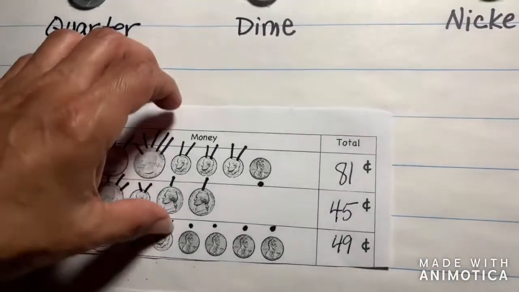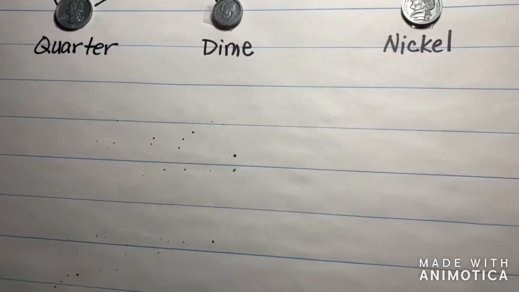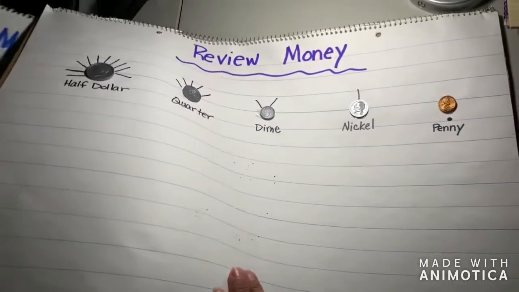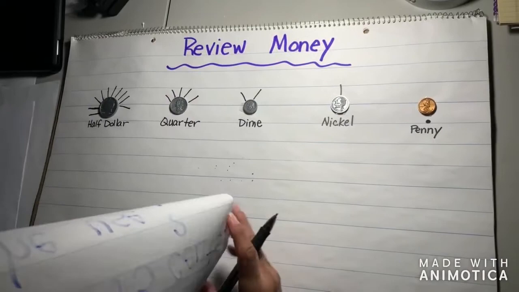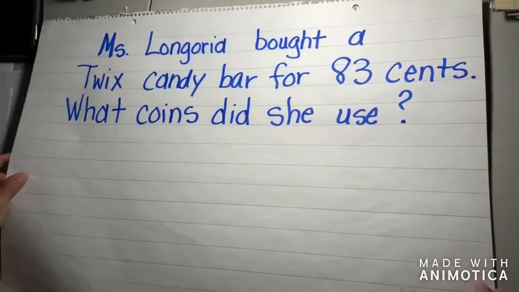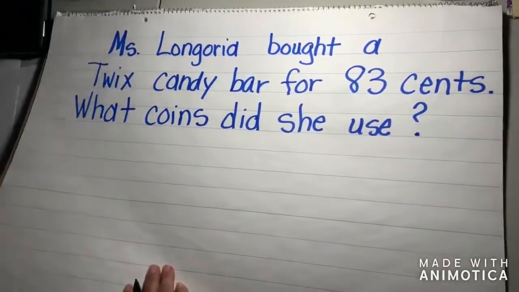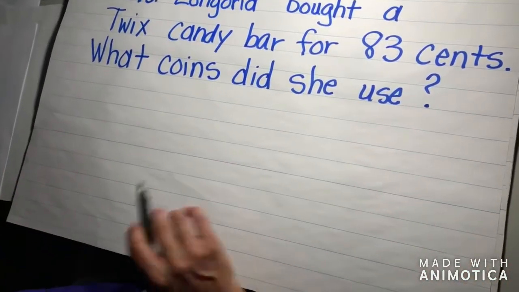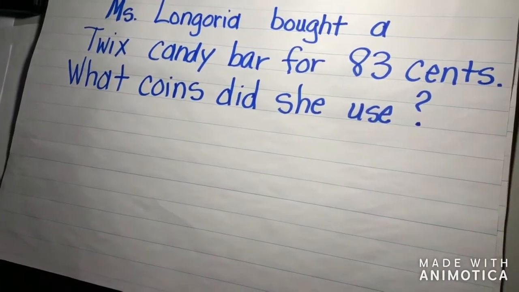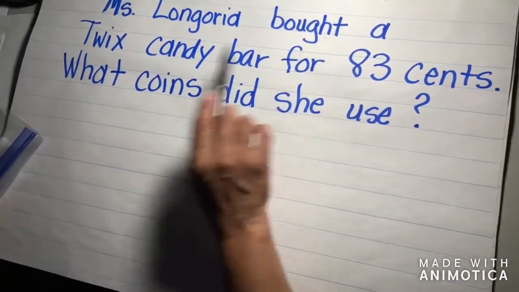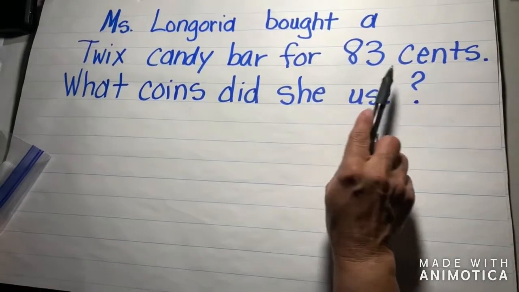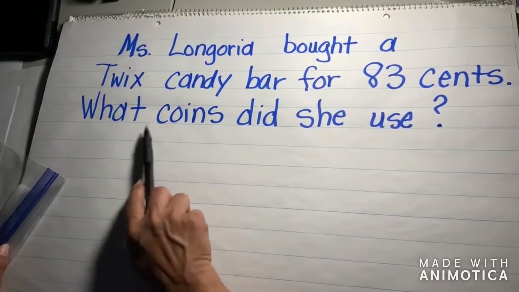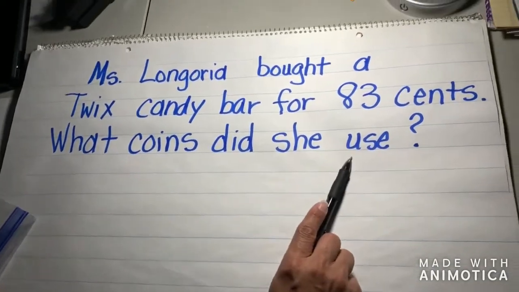Now let's use a word problem with money, sort of like the one you're going to have today in your assignment. This word problem is very similar to the problem that you're going to have today in practicing counting your coins. It says, Miss Longoria bought a Twix candy bar for 83 cents. That's my favorite candy. What coins did she use?